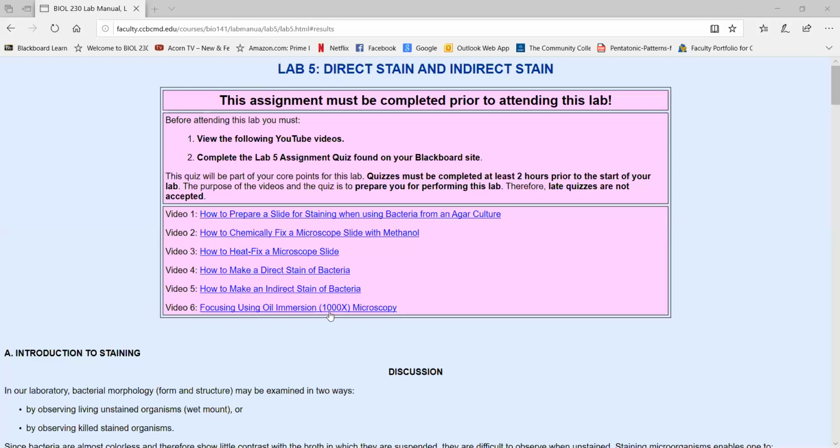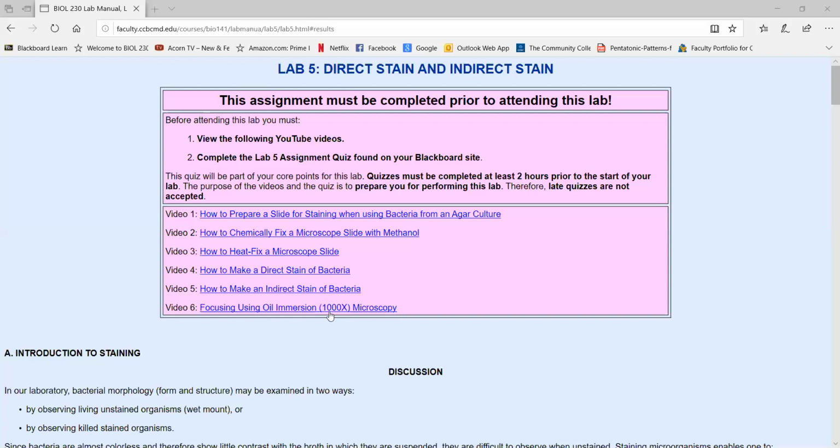and then back from Lab 1, reviewing how to focus using oil immersion microscopy. So again, make sure you watch that video, video 6 again, because you've probably forgotten some of the steps involved in focusing using oil immersion, and we'll need to use those today.